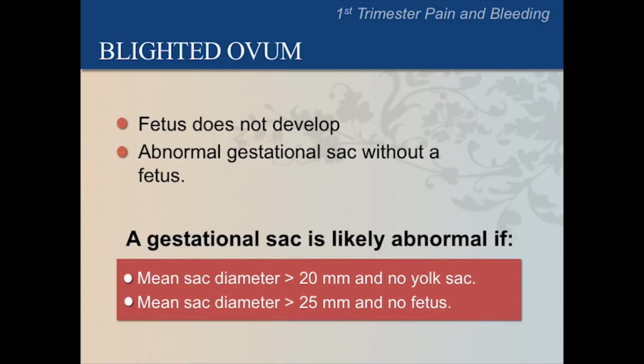Another condition we might determine with ultrasound is called blighted ovum. This is an abnormal pregnancy where the fetus never develops. The blighted ovum may continue to grow on follow-up ultrasounds 1 to 2 weeks later from hormonal stimulation, but no fetus or yolk sac will appear. Remember the signs of an abnormal gestational sac. A gestational sac is likely abnormal if the mean sac diameter is more than 20 millimeters and there is no yolk sac, or if the mean sac diameter is more than 25 millimeters and there is no fetus.